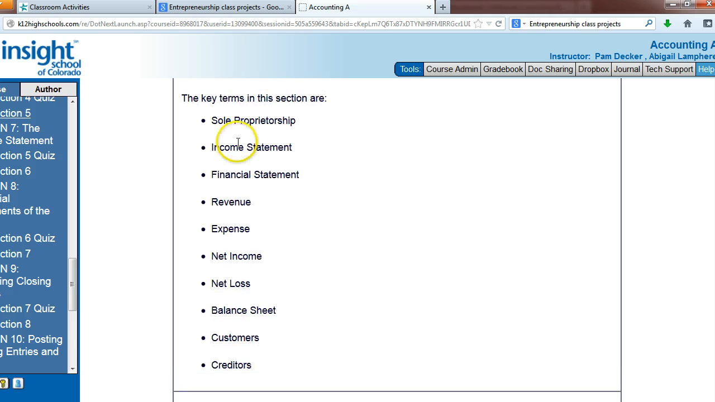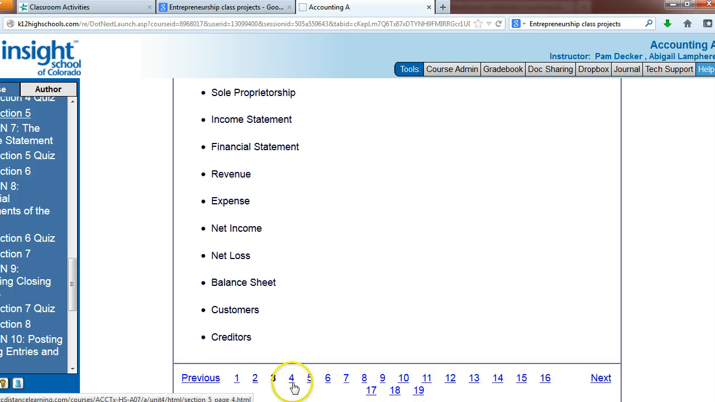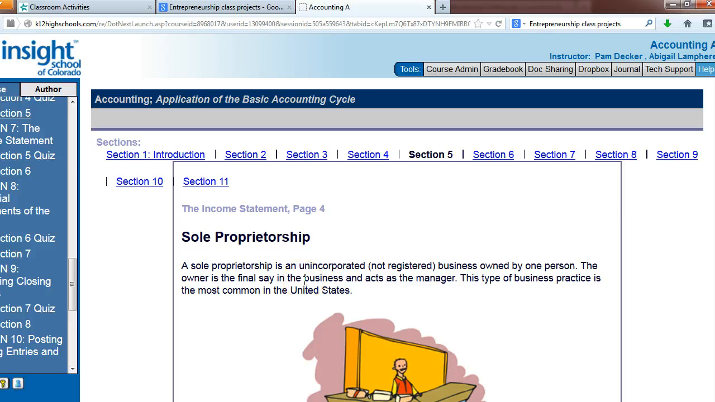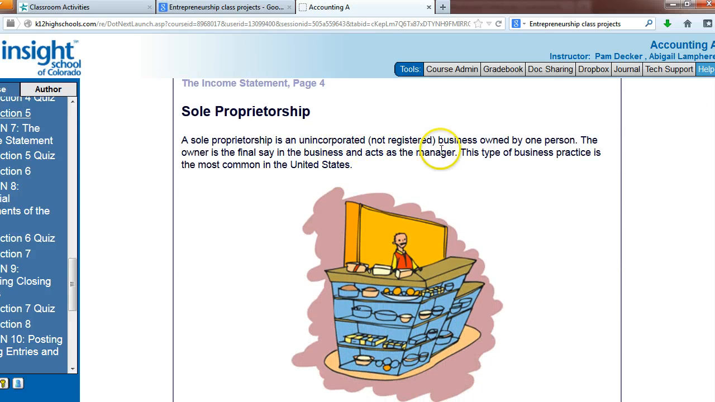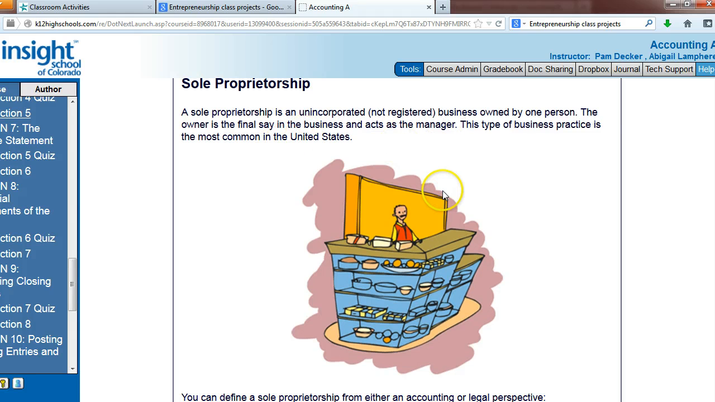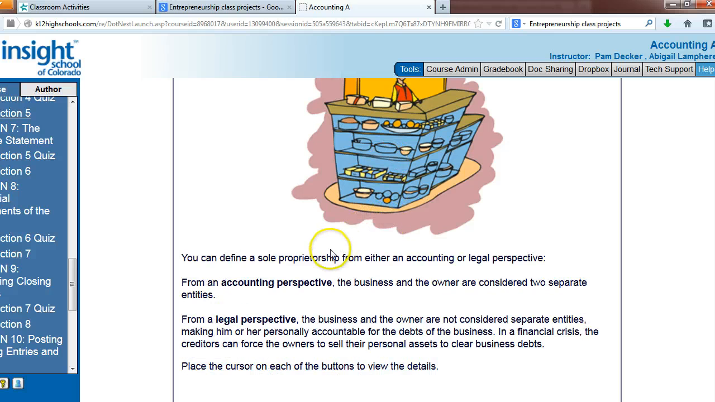And so we've already dealt with a lot of these terms before, but they're going to be used again in this section. All right, so sole proprietorship. This is an unincorporated or not registered business owned by one person. They act as the manager, they make the business decisions, so on and so forth. We've talked about this before.